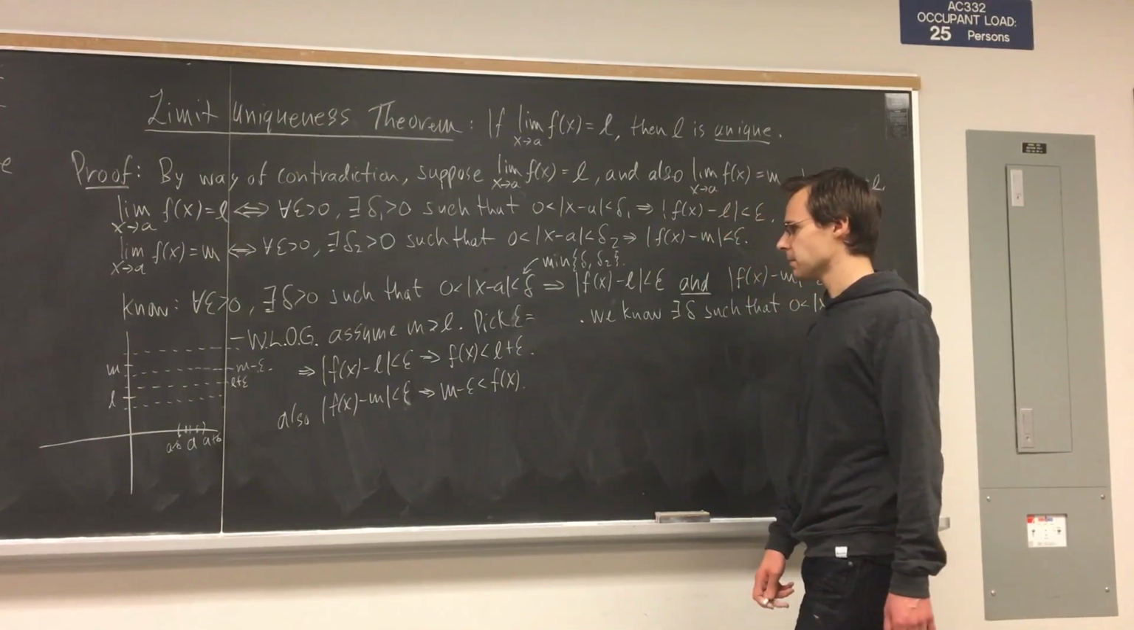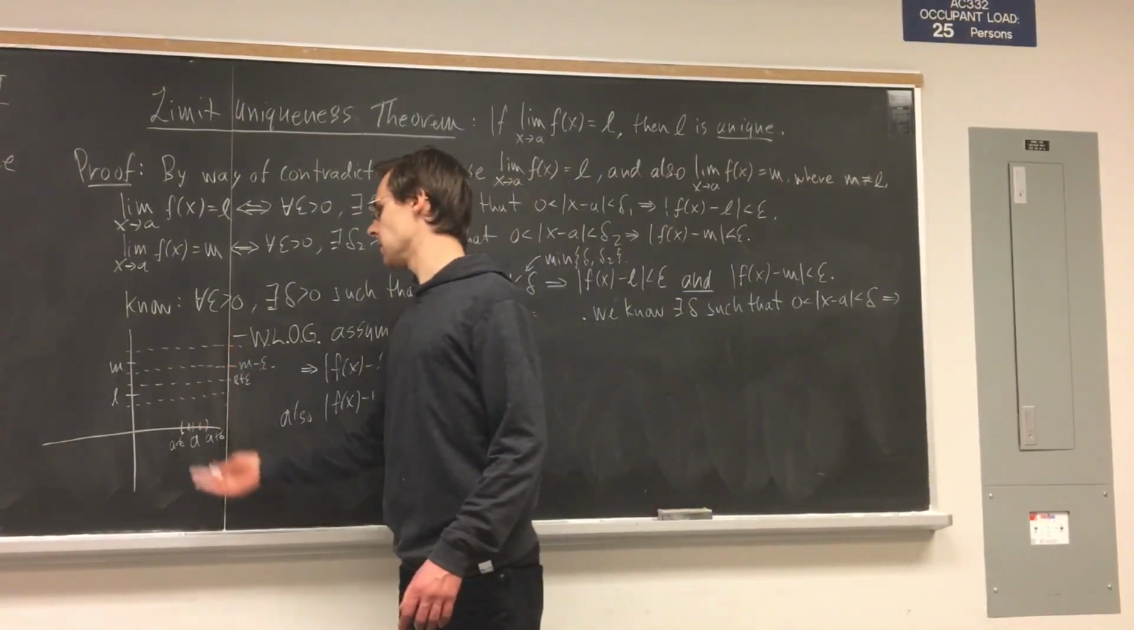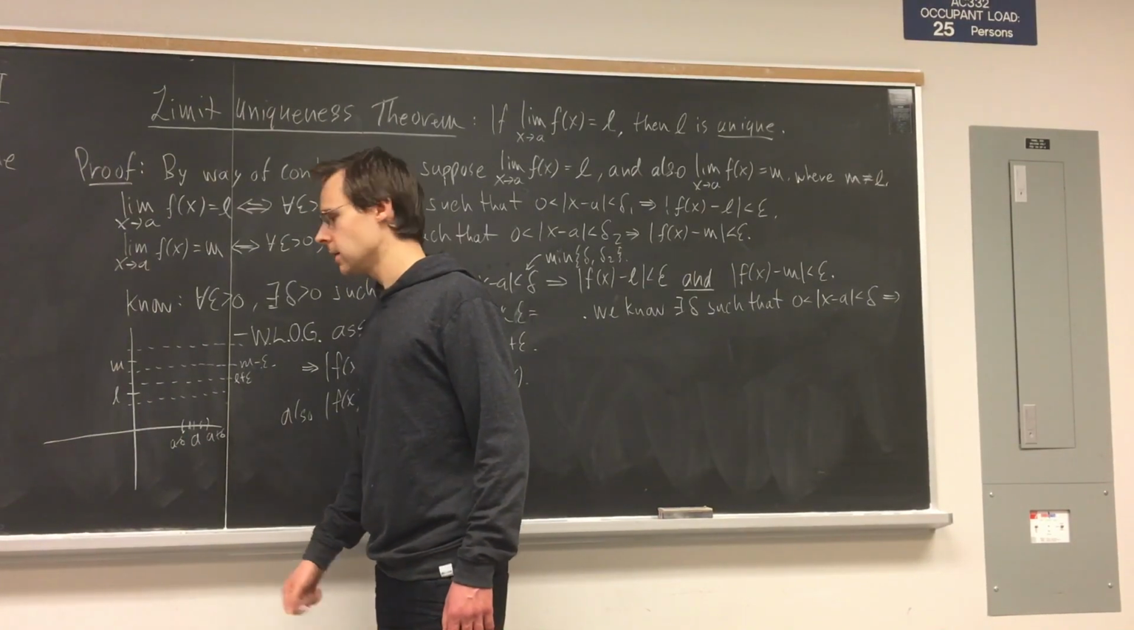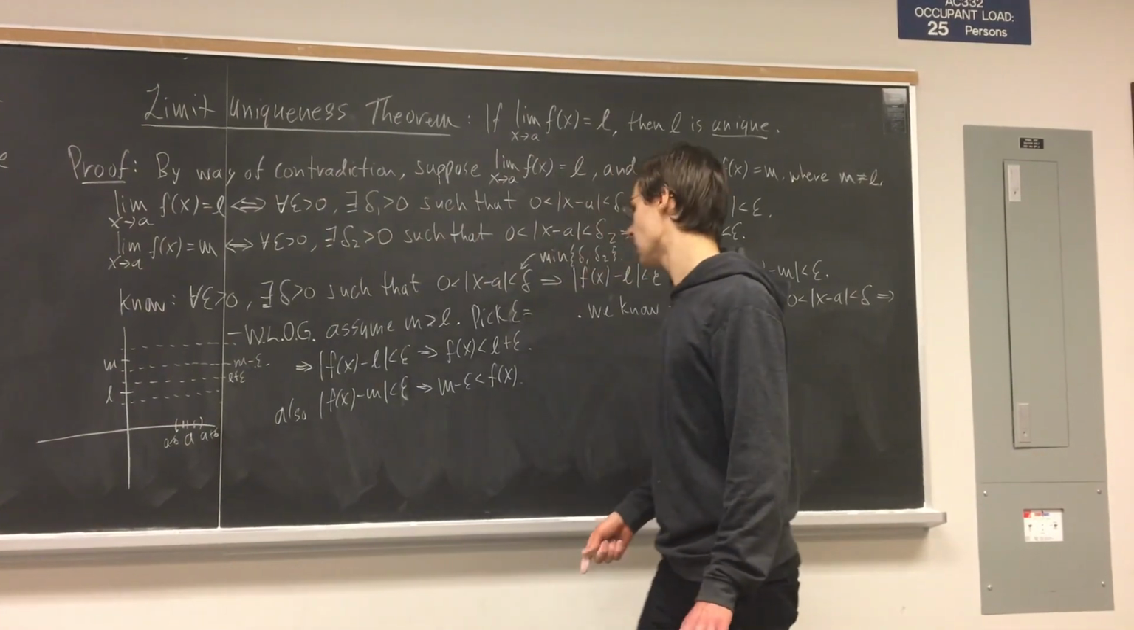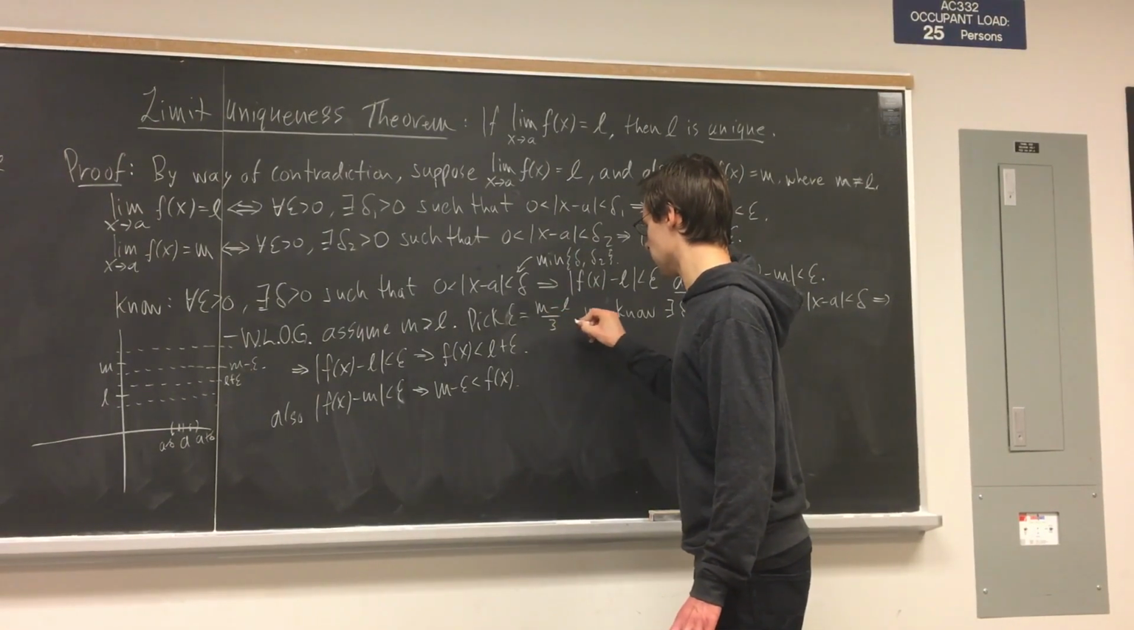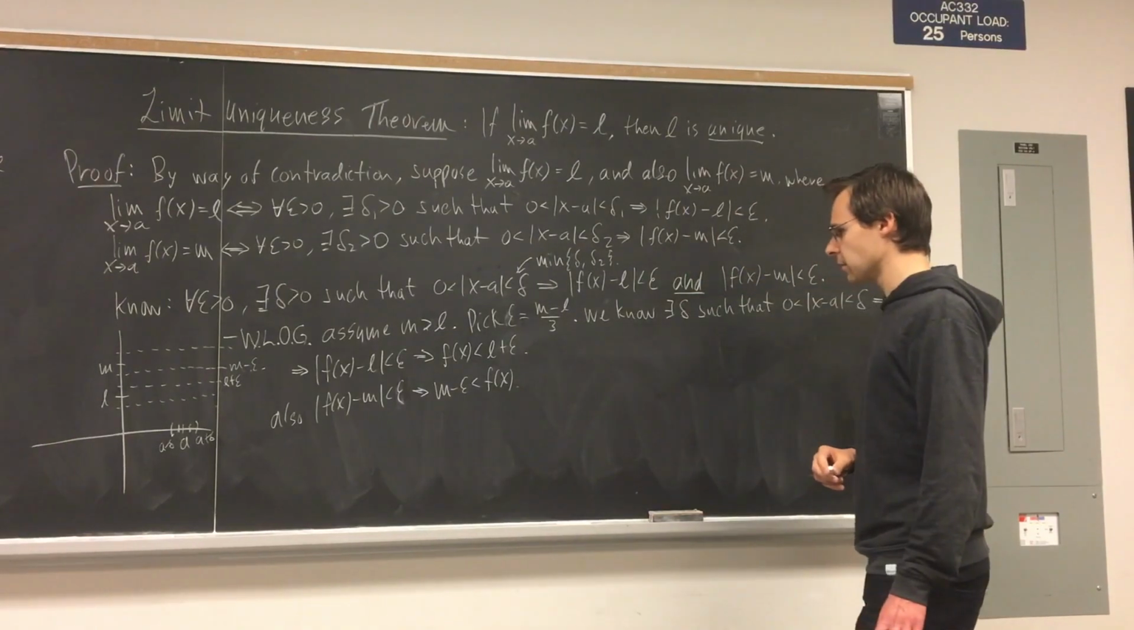Okay? So let's pick epsilon to be what it appears to be on the graph here: M minus L, the distance between M and L, divided by 3. We know that that's going to work. So pick epsilon to be M minus L over 3. Okay? And then what do we know?